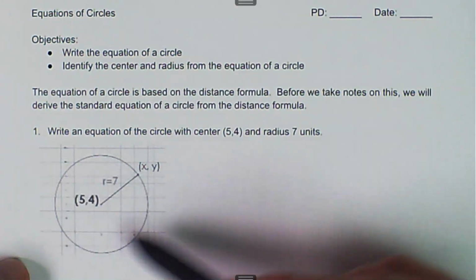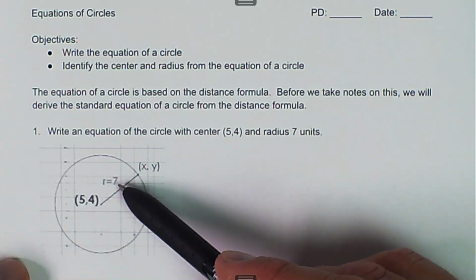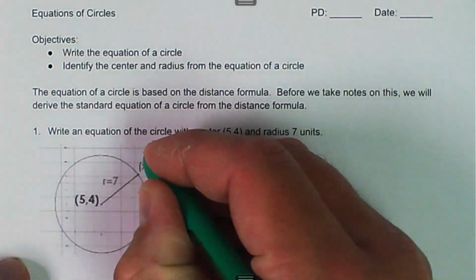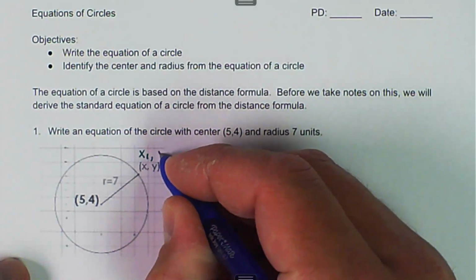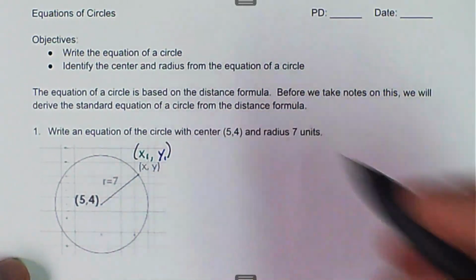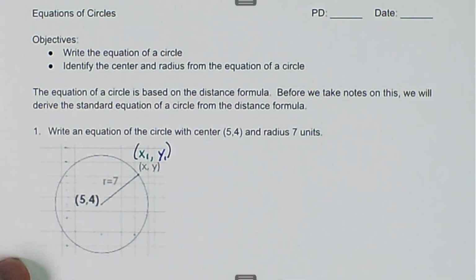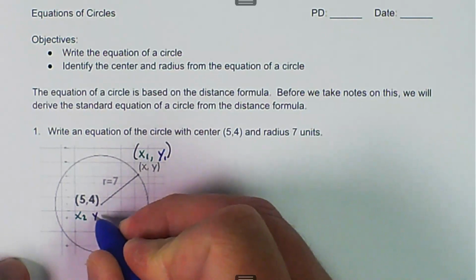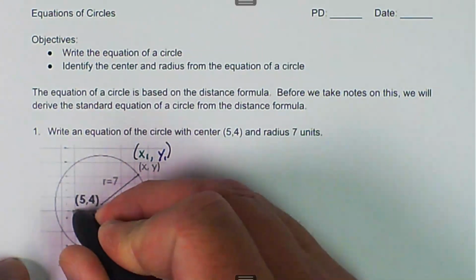So here we have an example of a circle. We have the center at 5, 4. We have a point x, y, and we have a radius of 7. And this point x, y is actually going to be known as x sub 1, y sub 1. And our center point in this case is going to be known as x sub 2, y sub 2. So this is not new. These are things that we've seen before.